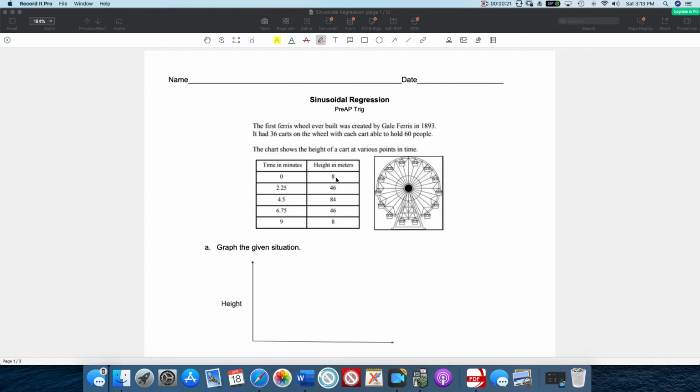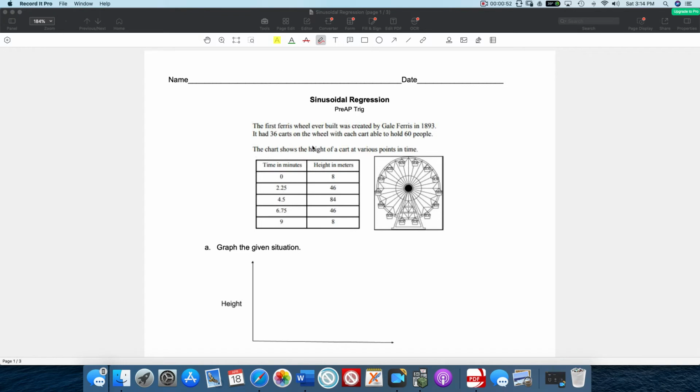If you'll look at these heights, they go up and they come back down. Well, when you're talking about a Ferris wheel, that height is just going to keep repeating itself. And so this is just going to keep going up and down and up and down, and so it's making that sine curve. All right, so it says the first Ferris wheel built was created by Gail Ferris in 1893. It had 36 carts on a wheel, with each cart able to hold 60 people. So it's a very large Ferris wheel.